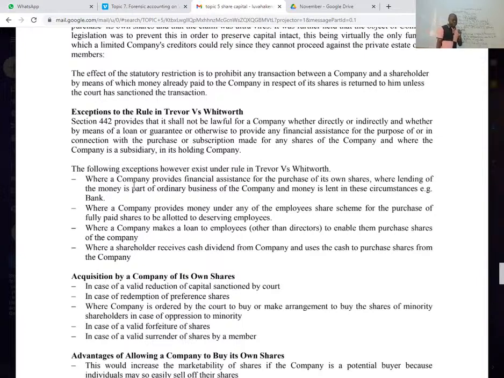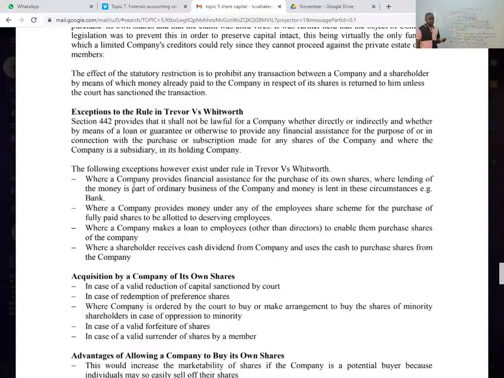So, where the company is ordered by the courts to buy the shares of an oppressed minority shareholder. Maybe you are not satisfied as being a shareholder in that particular company. So you go to the courts and bring your complaint as to why you want to exit as a shareholder. The court simply compels the company to buy your shares. They give you back your money and you lose the shares of the company. So in such a case, if the court gives an order that the company purchases the shares of an oppressed minority shareholder, the company can directly purchase the shares.